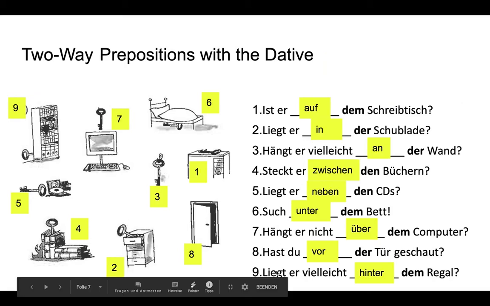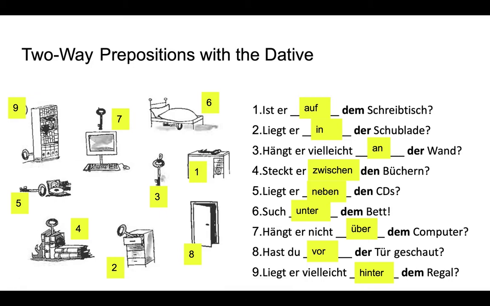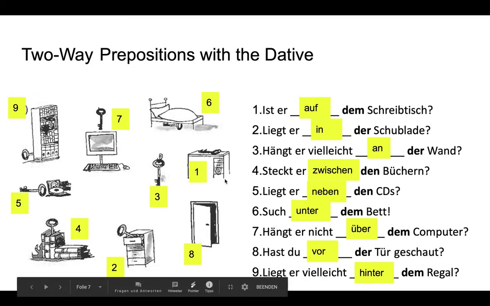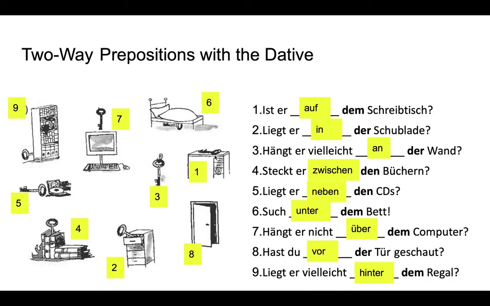Number 1, the question was, ist blank dem Schreibtisch? Schreibtisch is a desk. It's this image right here. That's why I labeled it number 1. And you can see in the image the key is on top of the desk, so auf dem Schreibtisch.